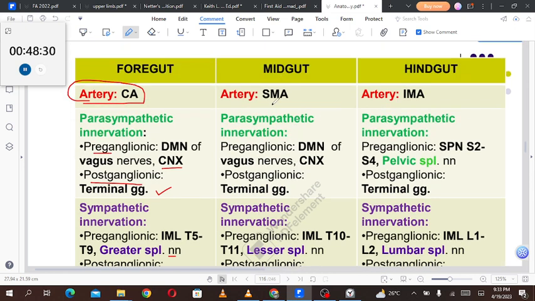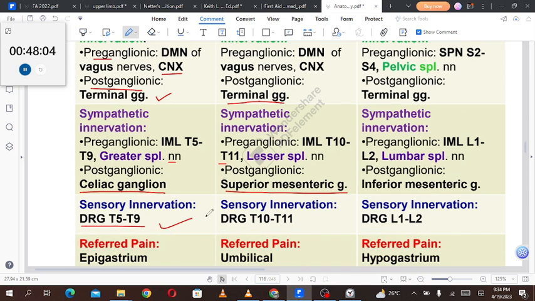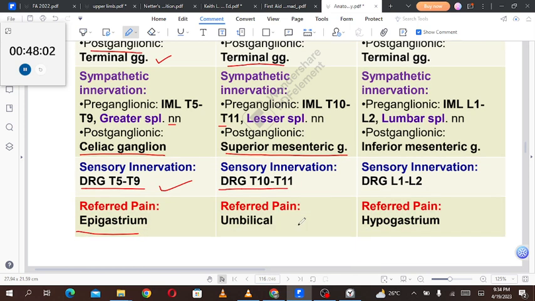For the midgut, the arterial supply is coming from the superior mesenteric artery. The parasympathetic innervation is the preganglionic, again coming from the dorsal motor nucleus of the vagus nerve, cranial nerve 10, and the postganglionic is from the terminal ganglia, which are located most often on the target organs. For the sympathetic innervation, the preganglionic is coming from the intermediolateral horns from T10 to T11, via the lesser splanchnic nerve, and then the postganglionic is the superior mesenteric ganglion. Sensory innervation is from the dorsal root ganglia T10 to T11, and referred pain is to the umbilical region.